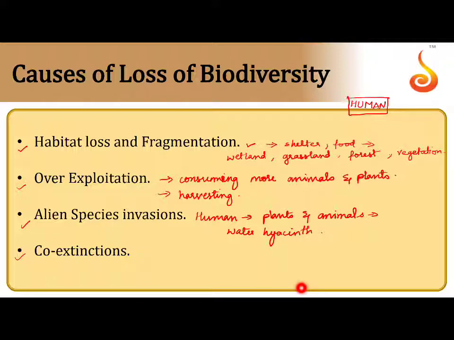So, two ways. One, because we are taking some animals' land, they are going into another animal's land. This is one way of looking at it. The other way is human itself bringing in a change. The last form is co-extinction. Co-extinction, the best example I would say is a yucca plant and a moth.